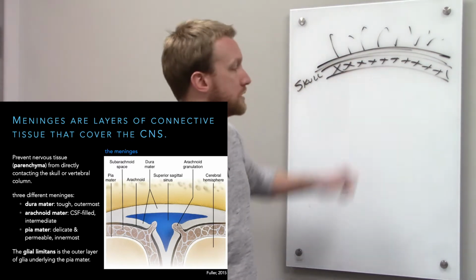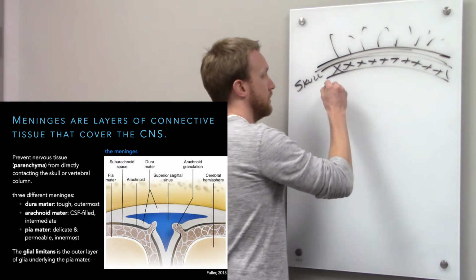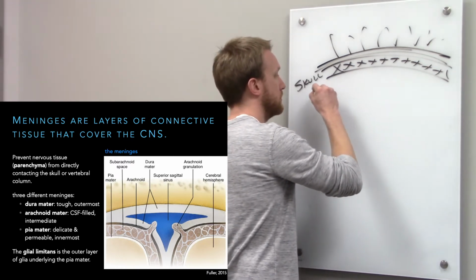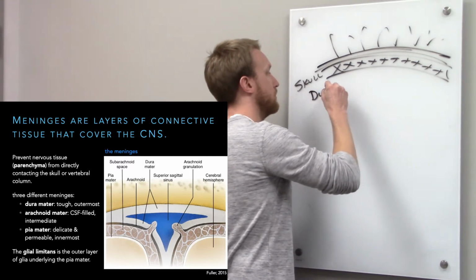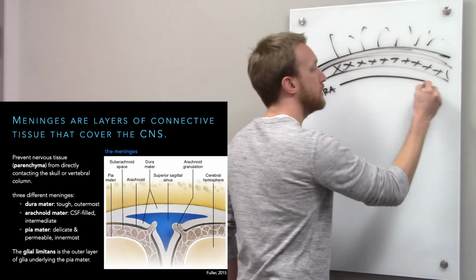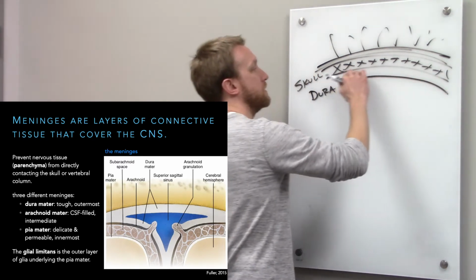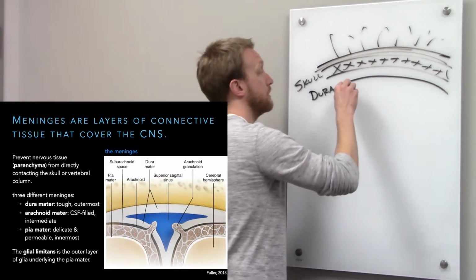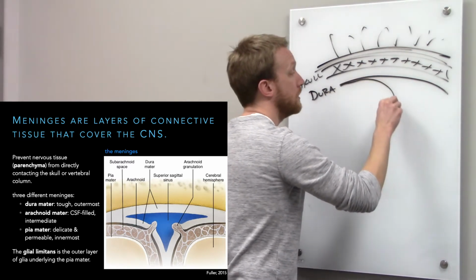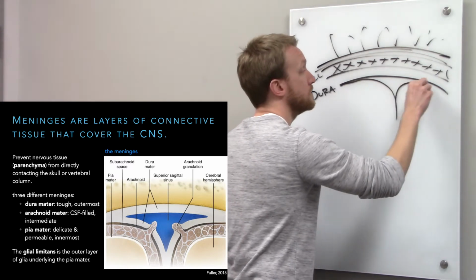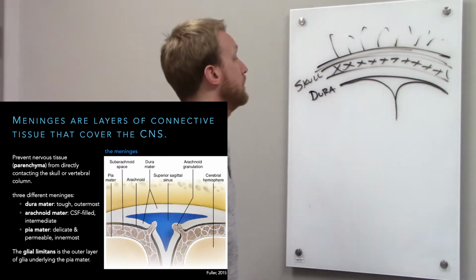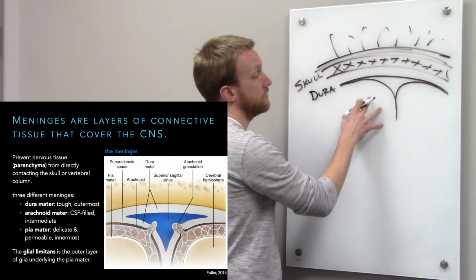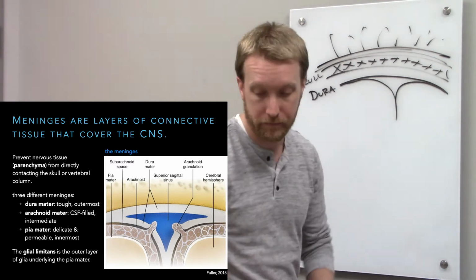Now, below the skull, there's where we have our dura. And the dura has two layers. There's the periosteal layer that hugs the skull a whole lot closer than I've drawn it here. And then there's the meningeal layer that actually hugs the brain tissue. We'll get our brain up here in just a little bit.